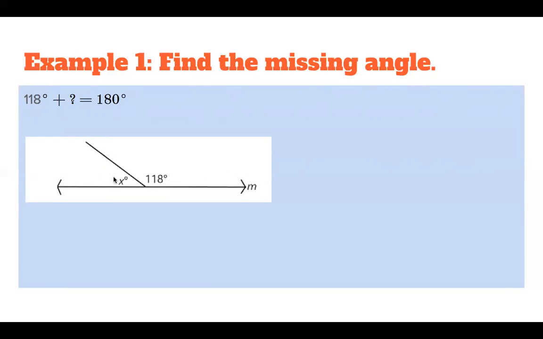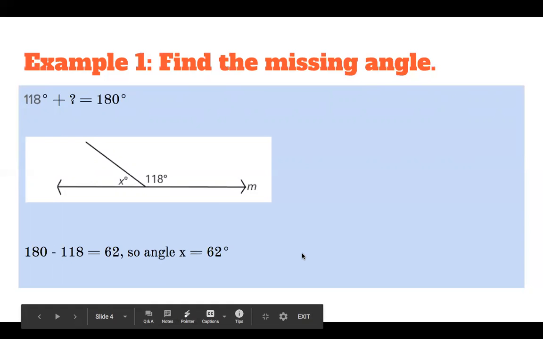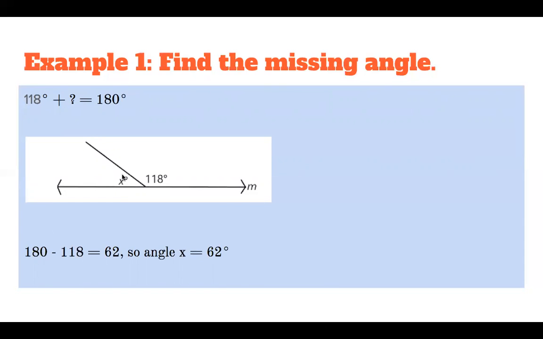You can pause the video for a second, go ahead and figure out 180 minus 118. All right, so let's see what that little angle is. After I subtracted 180 minus 118, I got 62. So that means this little acute angle is 62 degrees, and that's what I was trying to find, that unknown angle.